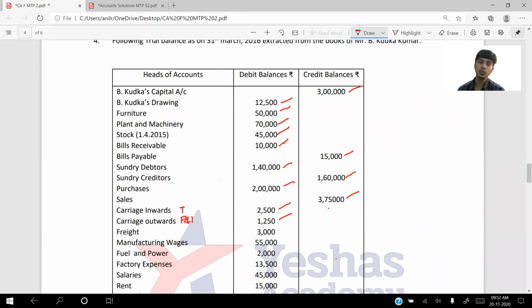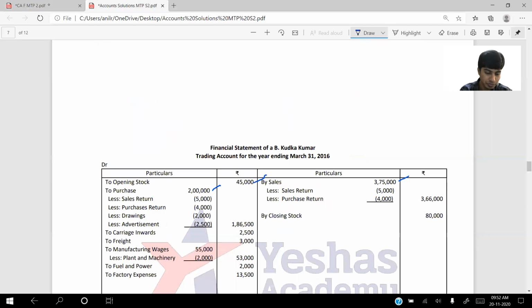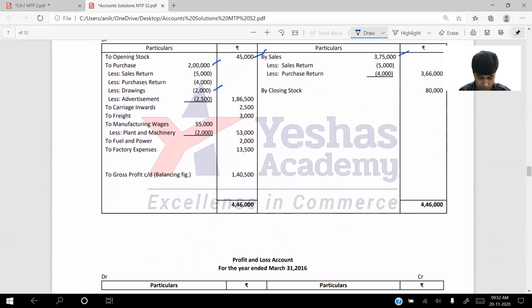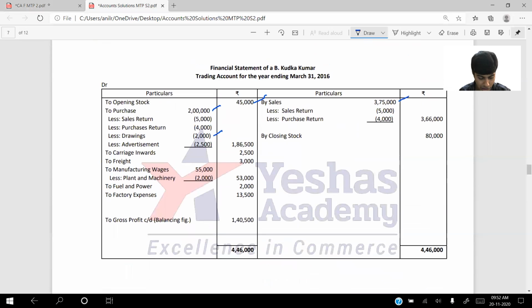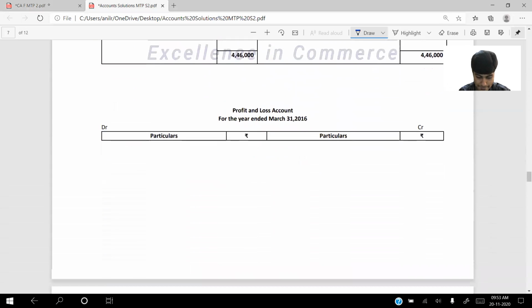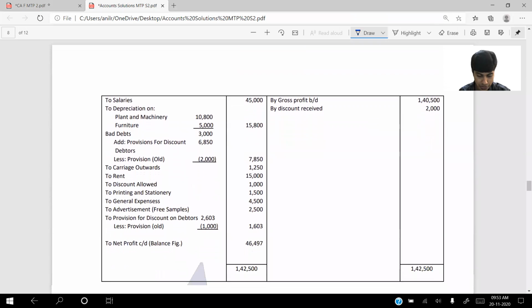Now, when you purchase the goods, if you incur expense to bring the goods from the place where you purchased to your godown, it is carriage inwards, trading account. Once the customer sees the goods, the expenditure incurred to deliver the goods to the customer's house is carriage outwards. That is indirect expense. So 2,000 in trading, 1,250 in P&L. Have a look. 2,000 in trading, 1,250 in P&L. P&L is again separate. Okay.